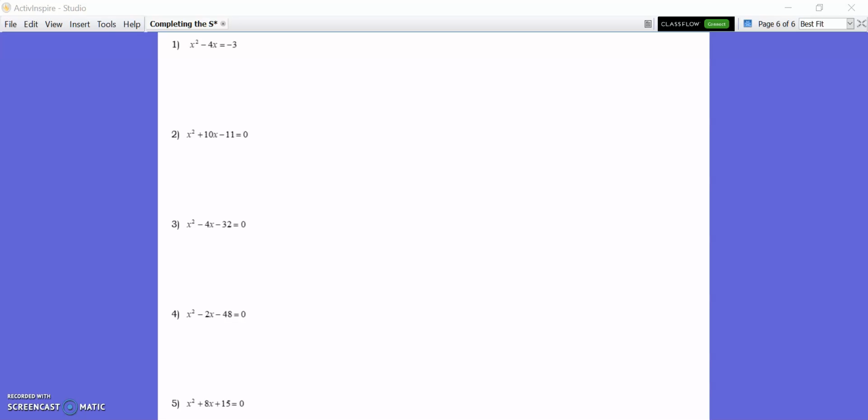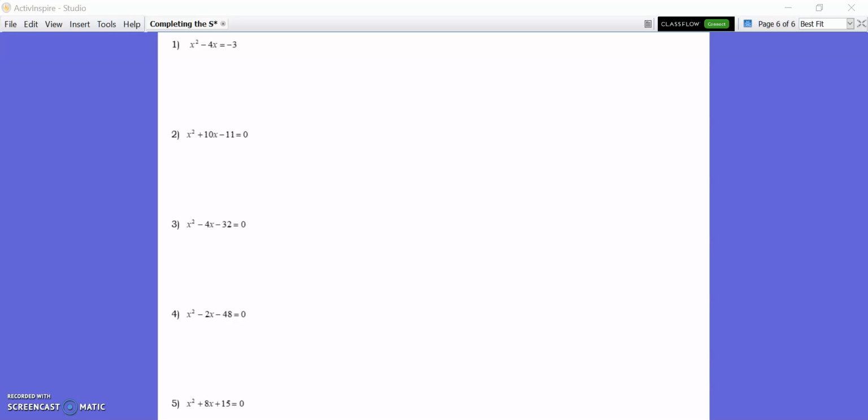Okay, we're going to go ahead and go through 5 different examples on how to complete the square. Hopefully you watched our first lesson on completing the square where we talked through the steps and the procedures and the reasoning behind completing the square. We would do this when we have equations in the form of x squared plus bx equals d. We complete the square in order to find the roots or zeros of a quadratic equation.